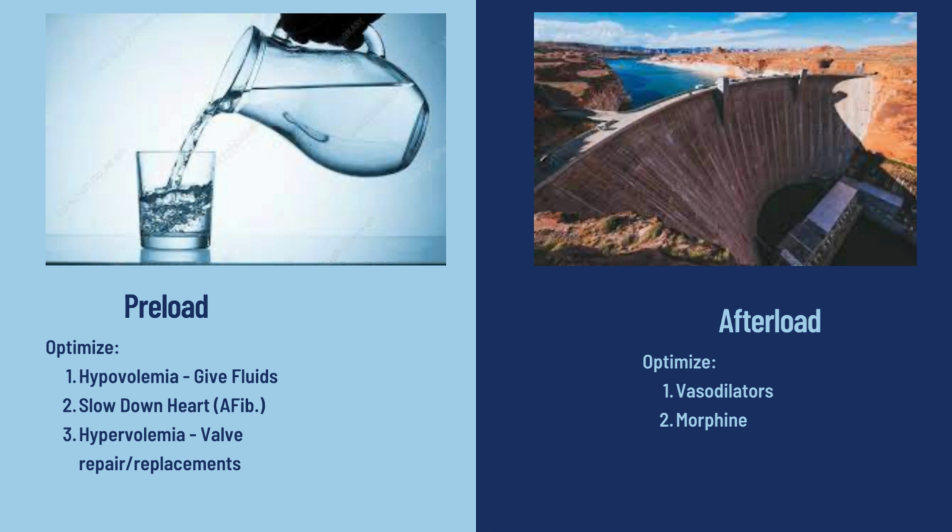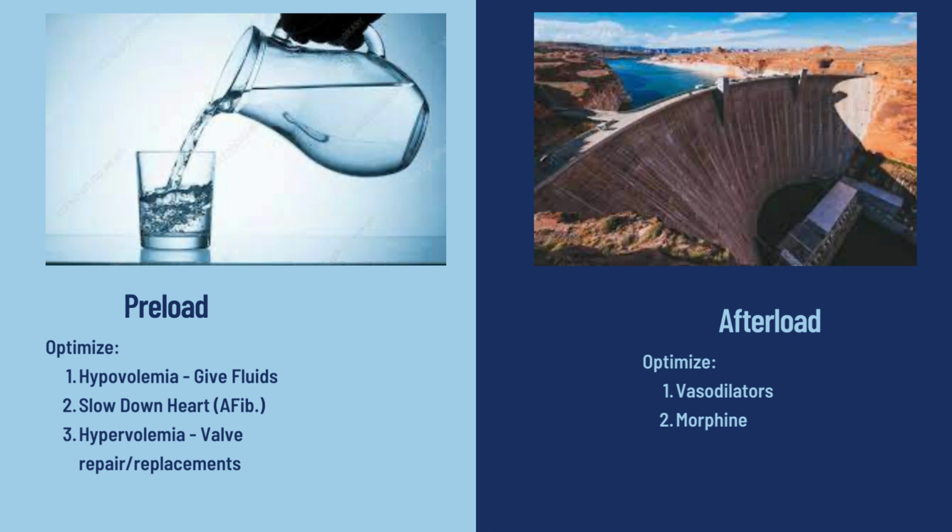Afterload, the way we could optimize this in a patient who's hypertensive or vasoconstricting is to give a vasodilator like nitroglycerin. This will help to open the blood vessel and have the heart adequately perfuse more blood vessels and have it easier for the heart to pump out the blood.